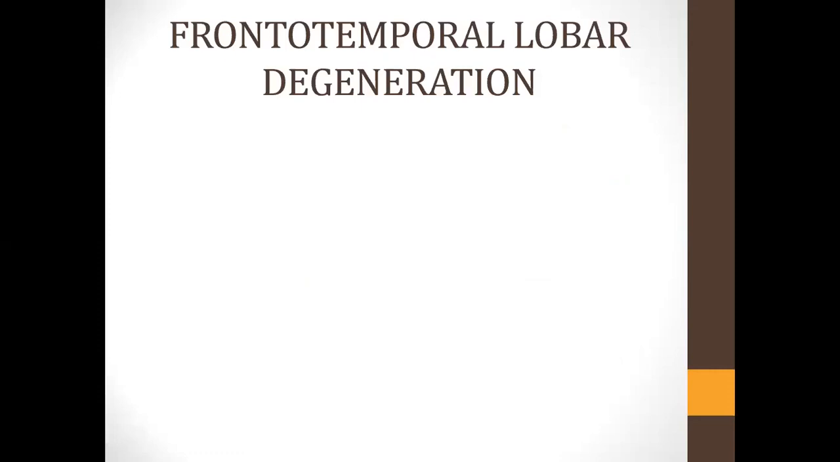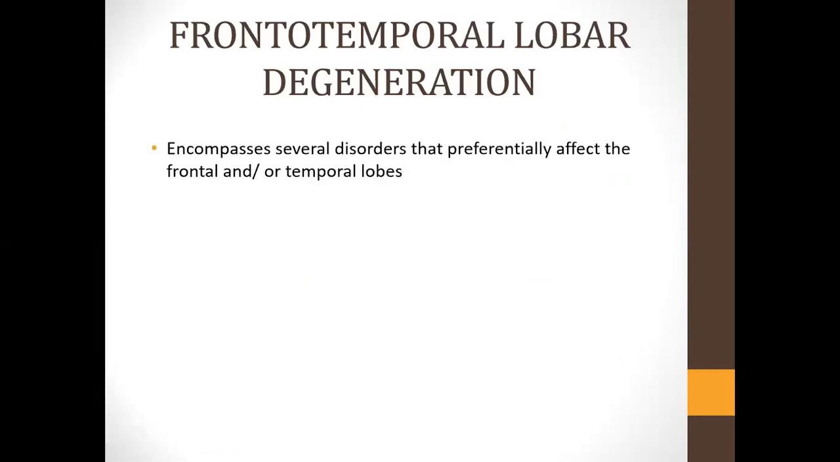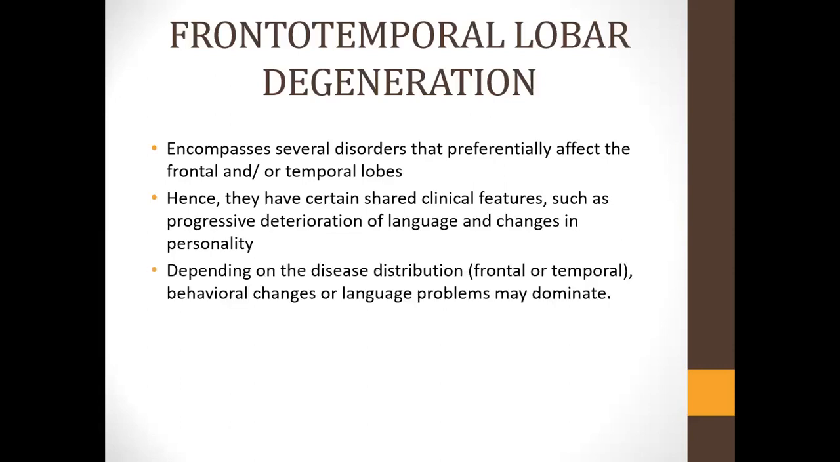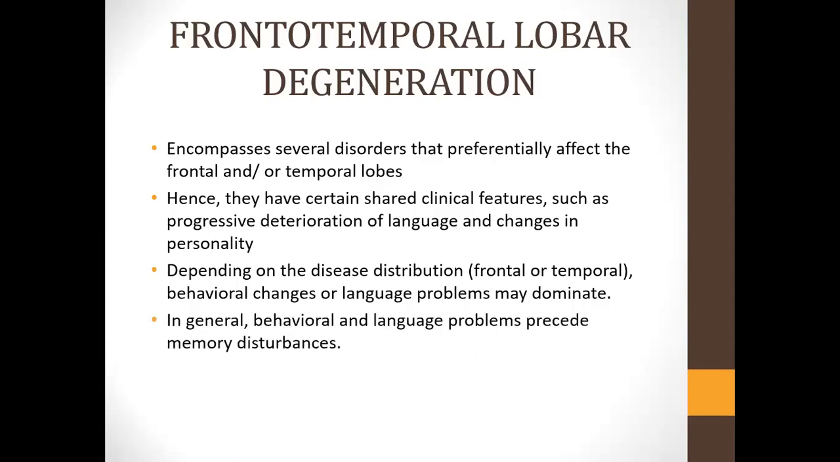Next, we have frontotemporal lobar degeneration. It encompasses several disorders that preferentially affect the frontal and/or temporal lobes. So they share the clinical features of progressive deterioration of language and changes in personality. Depending on the distribution, if it predominantly involves the frontal region or temporal region, behavioral changes or language problems may dominate. Let's suppose if the frontal is involved, then behavioral changes will dominate, and if the temporal region is involved, then language problems will dominate. In general, behavior and language problems precede the memory disturbances.